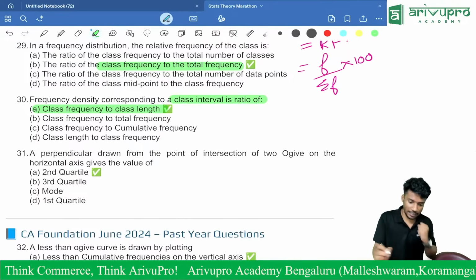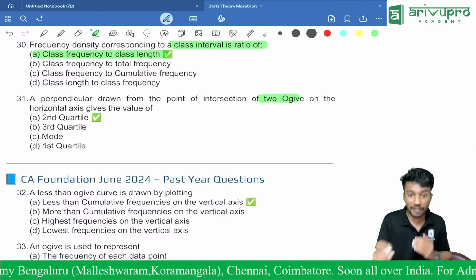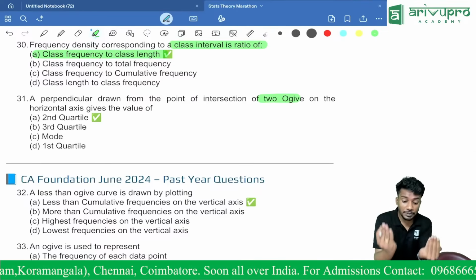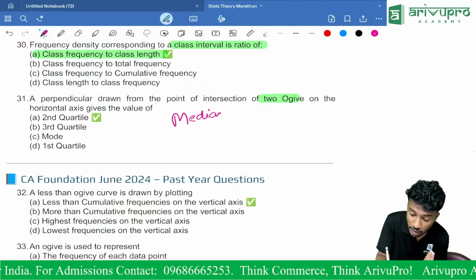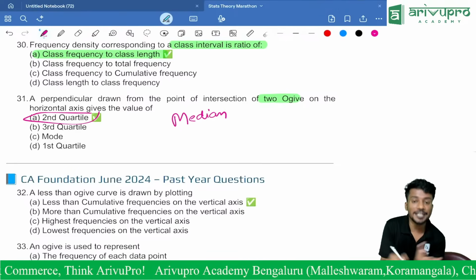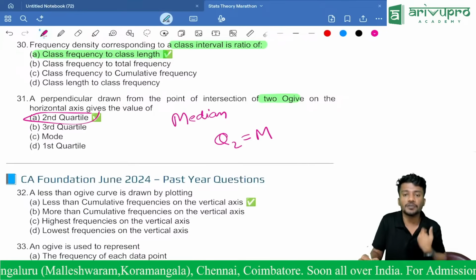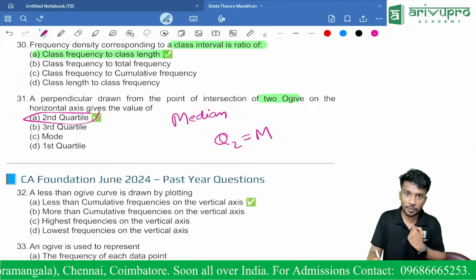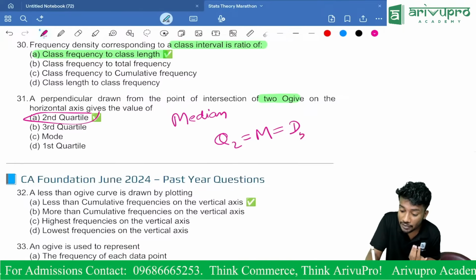Frequency density. Then, a perpendicular drawn from the point of intersection of two ogives. Where do they intersect? They intersect at their median. Look here, there is no option called median, but there is an option called second quartile. Q2 is our median. What else is our median? D5 is our median.